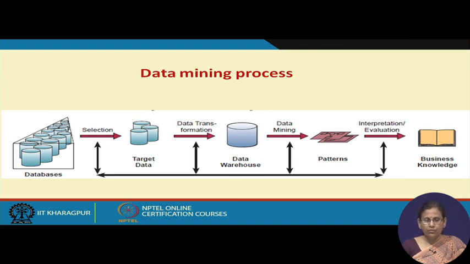So, there are software called data mining software, which use the data from the data warehouses and find out interesting patterns out of this data, and if they are appropriately interpreted, they generate what is known as business knowledge. So, this is how business intelligence comes into the picture.